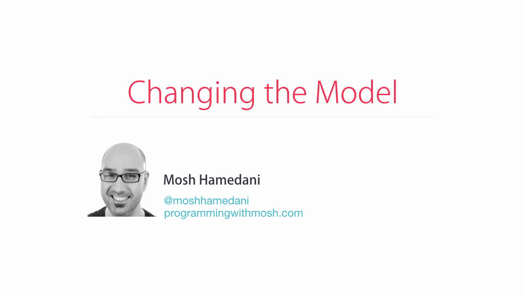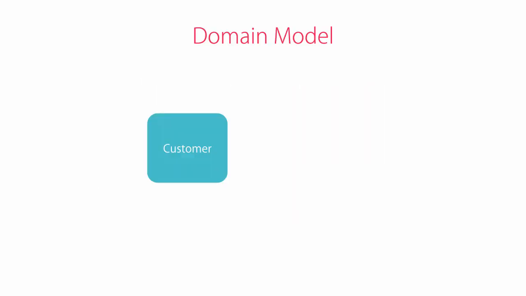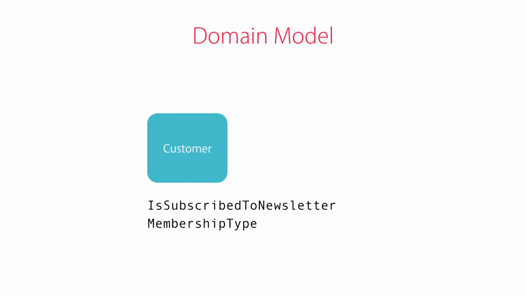All right, our domain model is pretty simple at the moment. So I want to add a bit of complexity to it to make it more real world. In the customer class, I want to introduce a couple new properties: subscribe to newsletter and membership type. So I'm going to make up a business rule here.